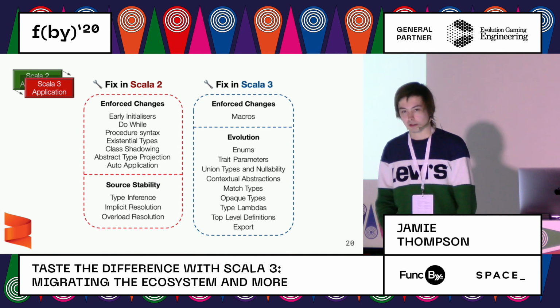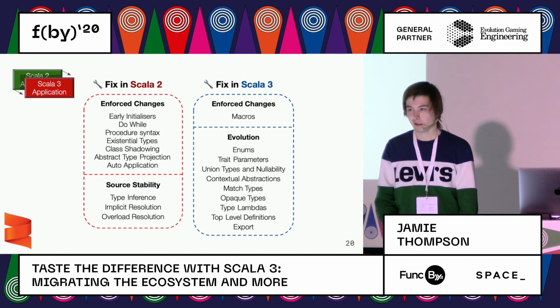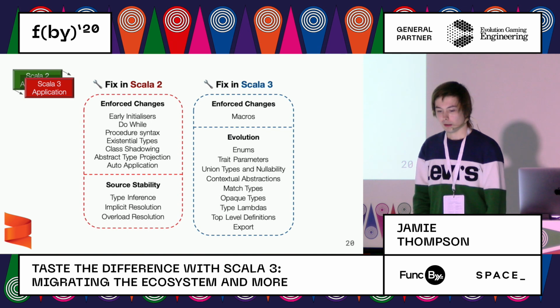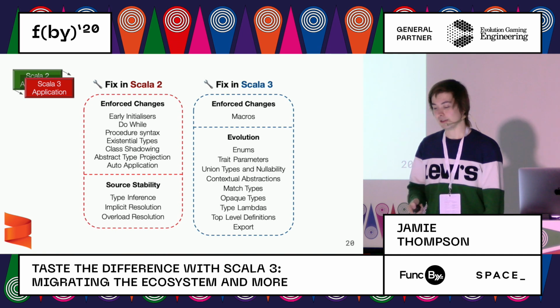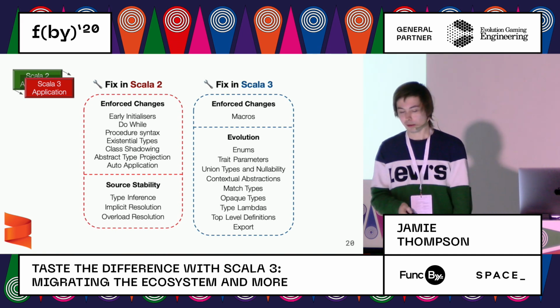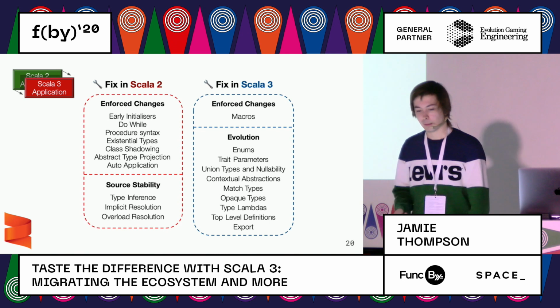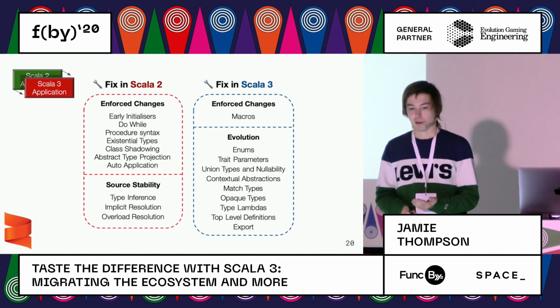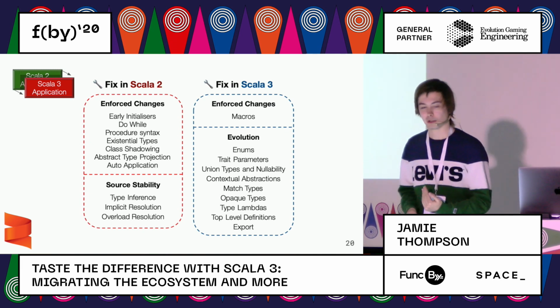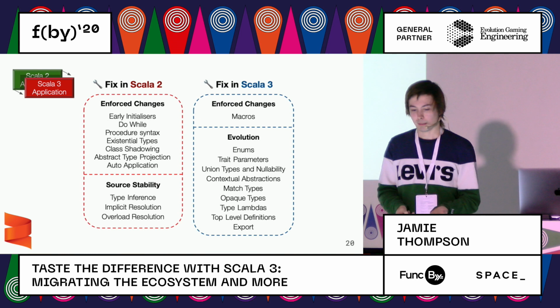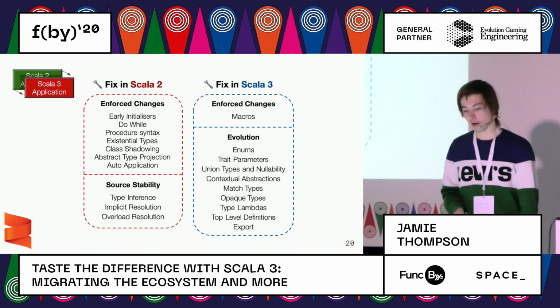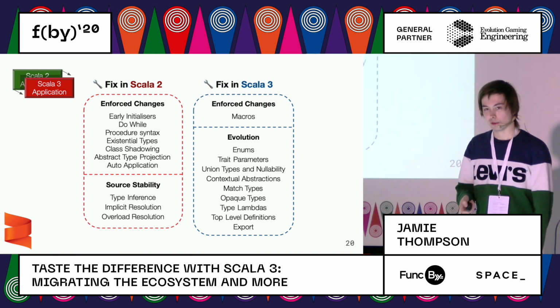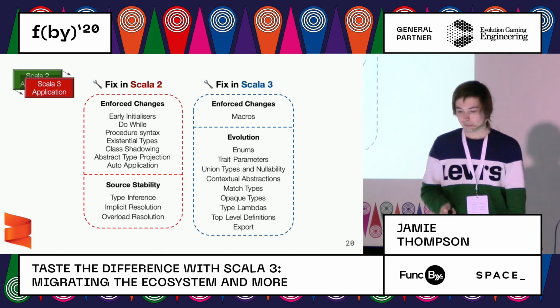So there are basically three categories of changes you need to consider when migrating code. These are enforced changes, and we'll take a look at those later. Source stability issues, and we'll take a look at that. And how you can evolve your code later. And basically, these migrations can be performed in two stages. While you're waiting for Scala 3 to come out, you can make some preparations in Scala 2 and still publish your code. And then once you transition to Scala 3, you can apply the next step of transitions.